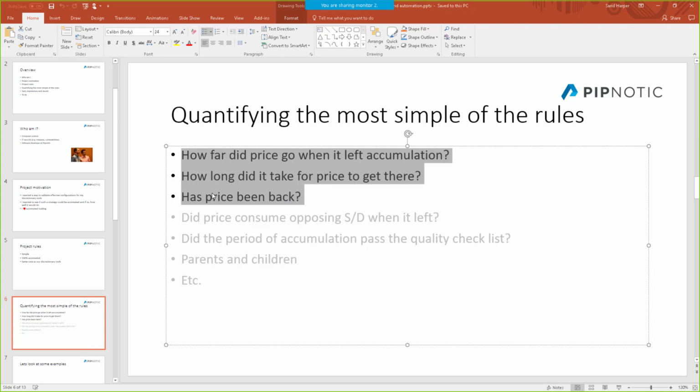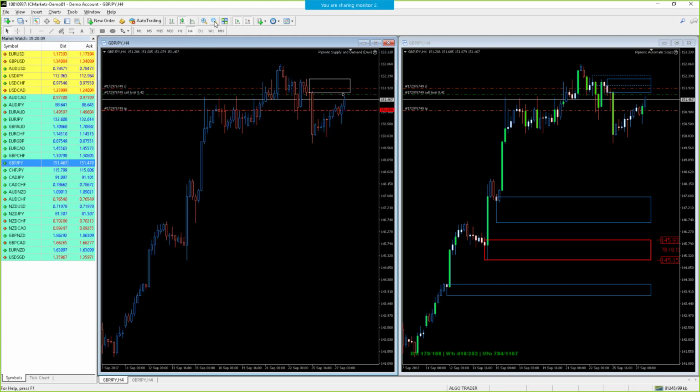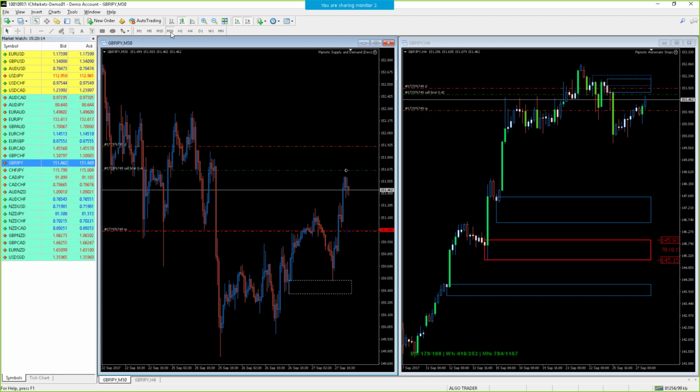And if price comes back to the area, of course we want the indicator to no longer consider that area for a trade. Let's see if we can find an example. I might go to a different time frame. Yeah, this one here. You can see how this area was established and it's been tested once. This was a beautiful trade.